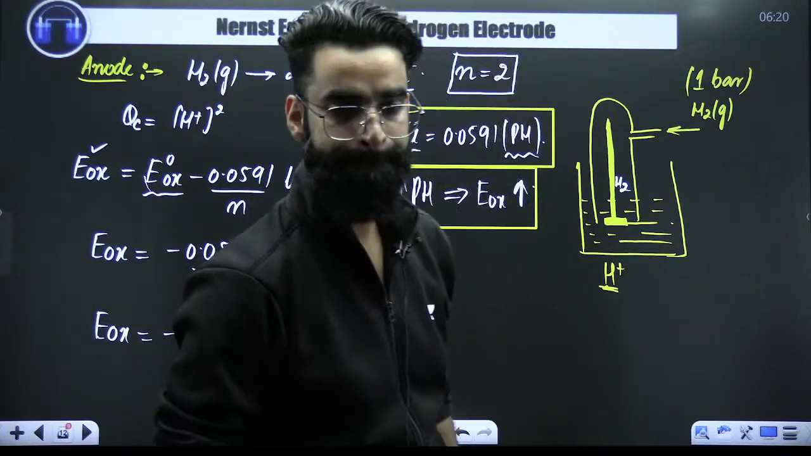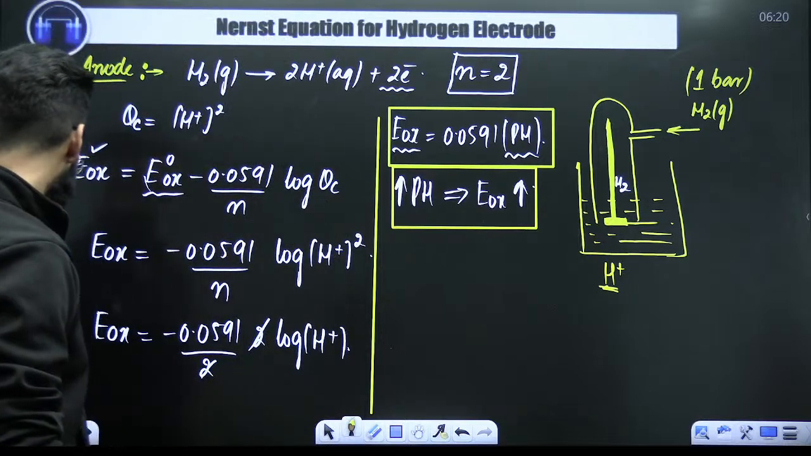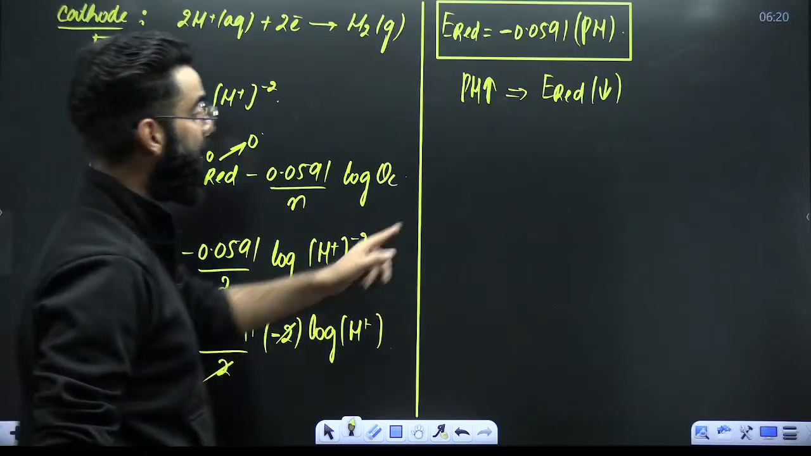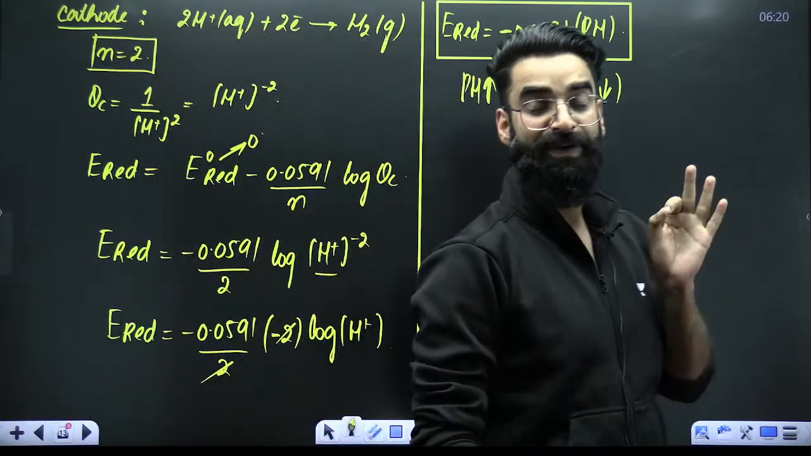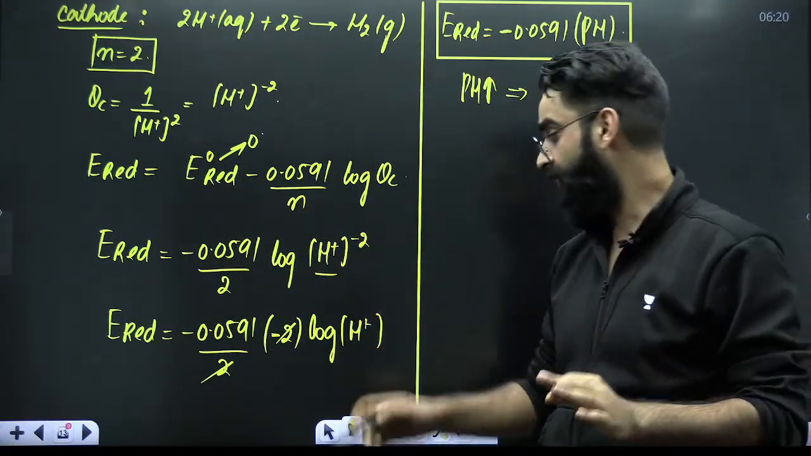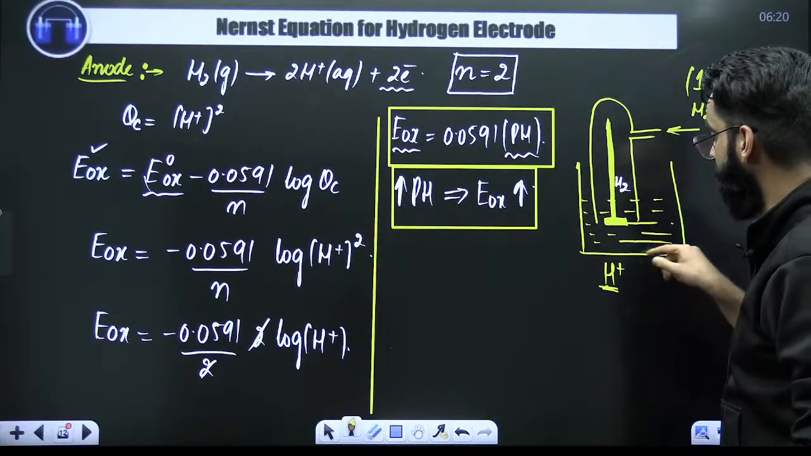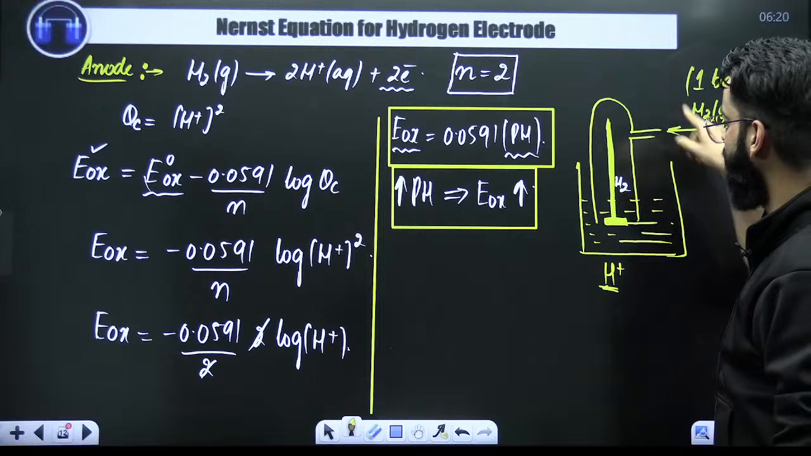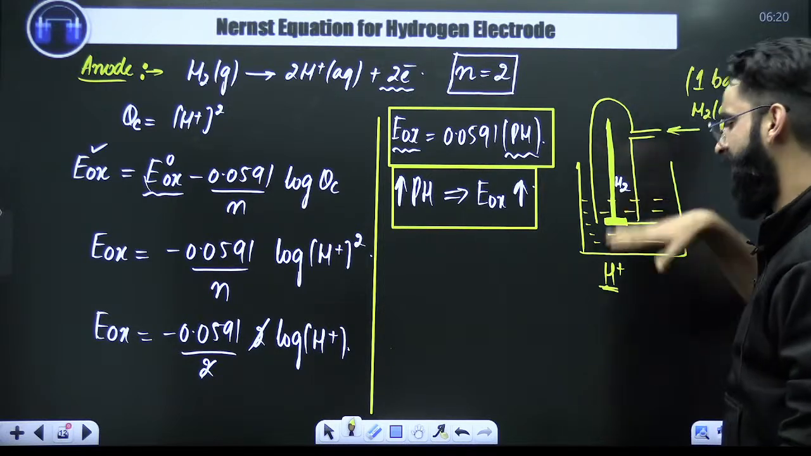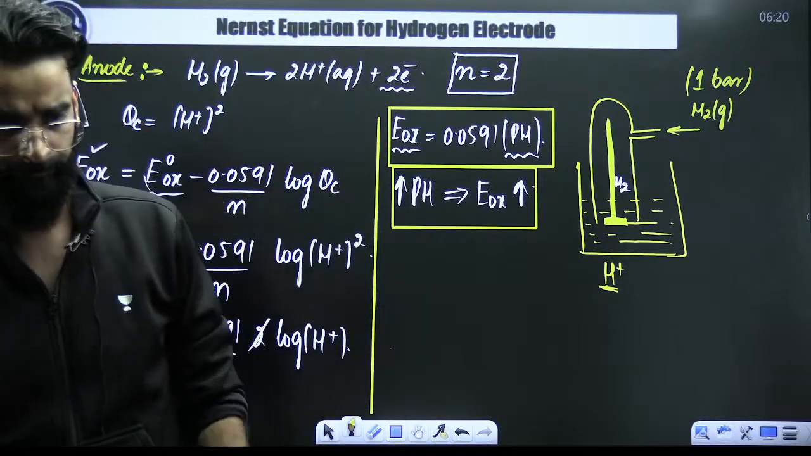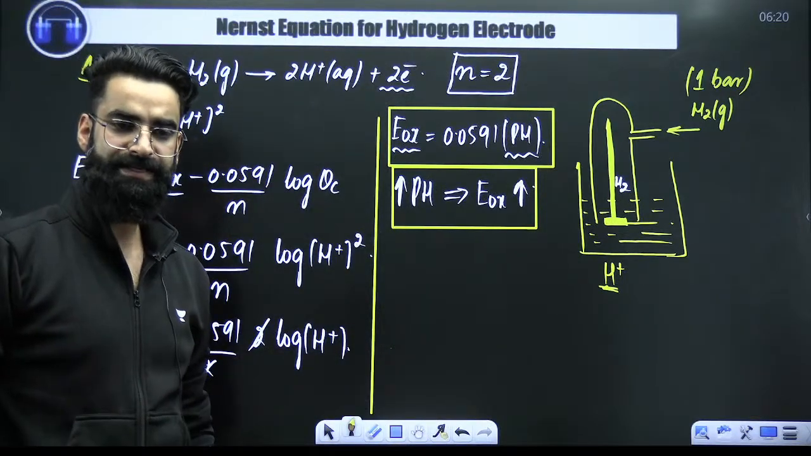Is that clear, people? So this is one more important result. You need to remember this. When you increase the pH of this particular solution, the oxidation potential of the hydrogen electrode will increase and the reduction potential of the same electrode will decrease. Right? Perfect, guys.